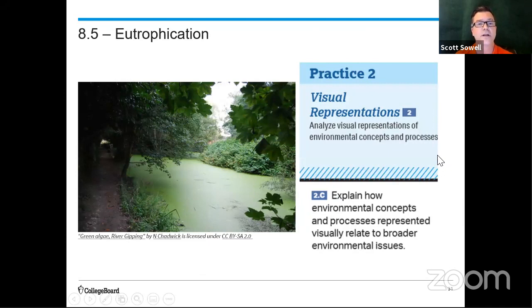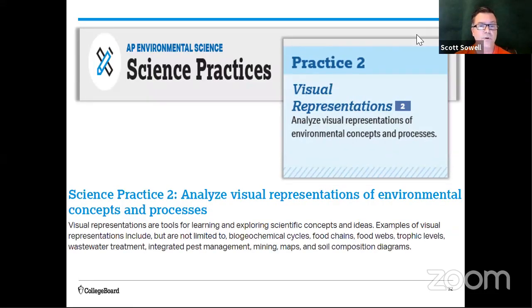All right, that's 8.4. Let's move more into 8.5 now, a little bit more focused on a particular phenomenon called eutrophication. And as we go through this, I'm going to try to focus a lot on visual representations. Our course really relies on diagrams and images and models, things to help us understand these Earth systems and how we affect them. So for example, this is coming from the College Board.